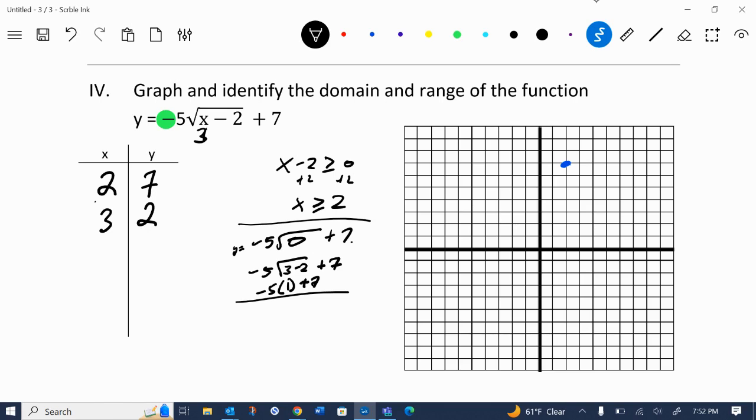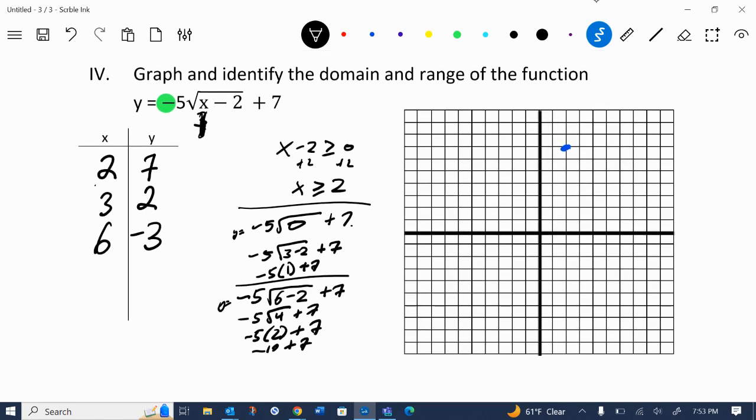Now, if I go to 4, that gives me a square root of 2. 5 gives me a 3. 6 gives me a 4. So let's do it with a 6. So y equals -5 square root of 6 minus 2, plus 7. -5 square root of 4, plus 7. That's why we can get a 2 here. So that's -10 plus 7. That gives us a -3 here.